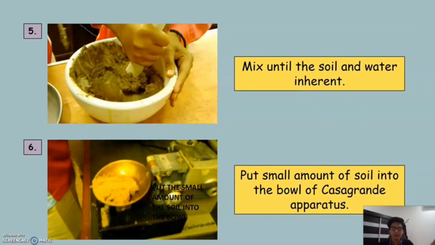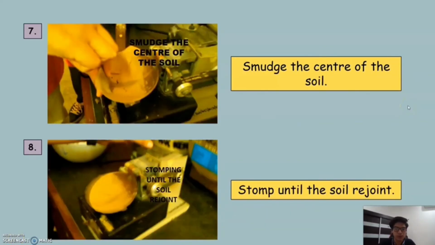It's totally different from the previous picture or the previous step that we have seen just now. For step number 6, we have to put a small amount of soil into the bowl of the Casagrande apparatus. The 7th step is we have to smudge the center of the soil. And the 8th one is stomp until the soil rejoins. We have to actually stomp the soil using this Casagrande apparatus.